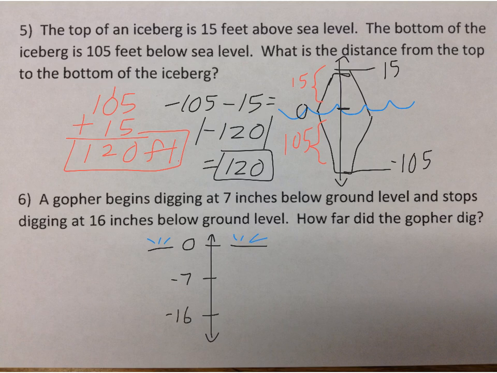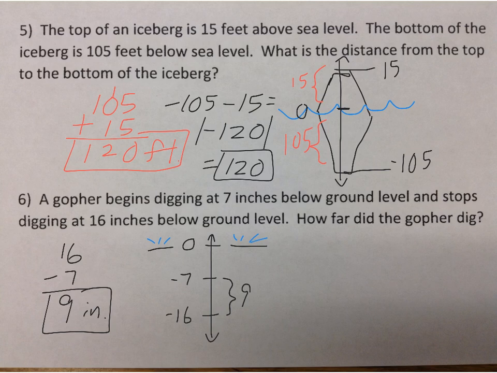I basically want to know the distance between these two. An easy way to do it would be to take 16 minus 7. If I subtract 16 minus 7, I get 9. So there are 9 inches in between negative 7 and negative 16.